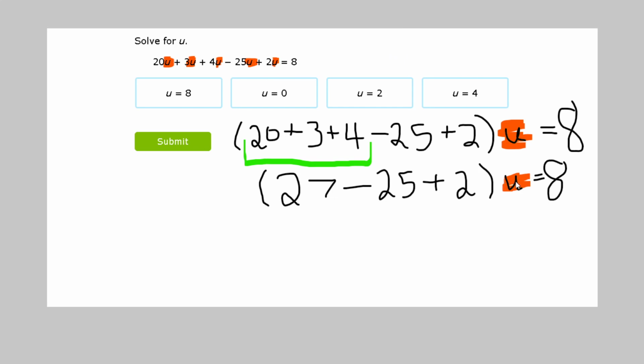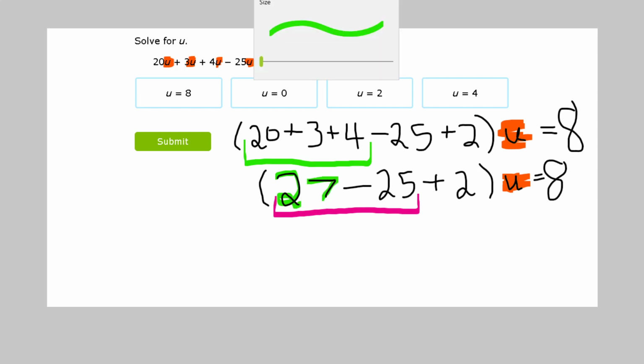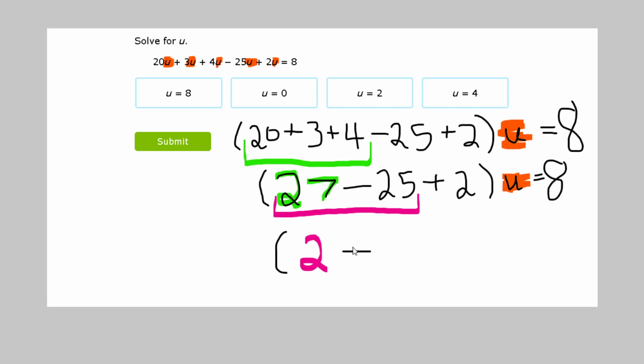So let's look for another piece here. Let's see. I know 27 minus 25. Well, I know that would be equal to 2, right? So let's see. We said this was equal to 27. And then we'll say we know 27 minus 25 is 2. So we have 2, and then we still have this plus 2. Times u is equal to 8.